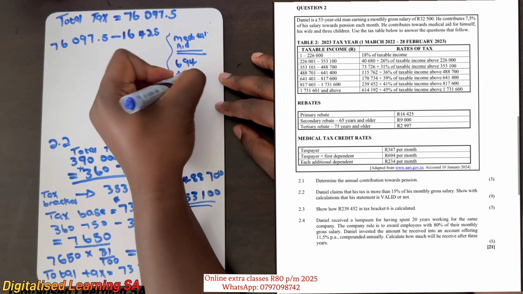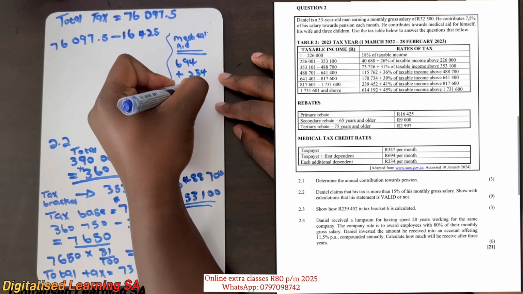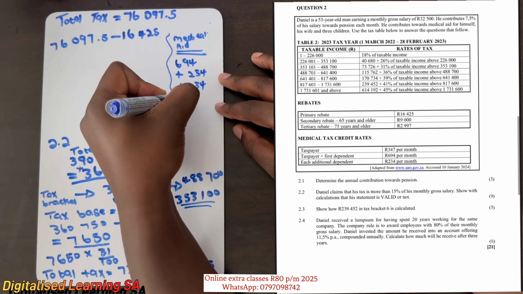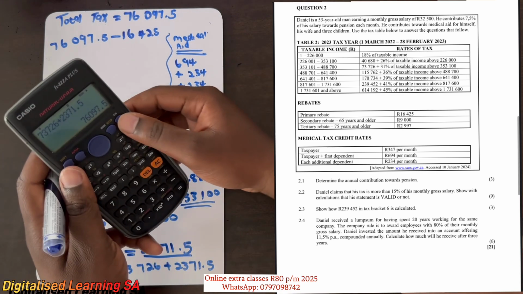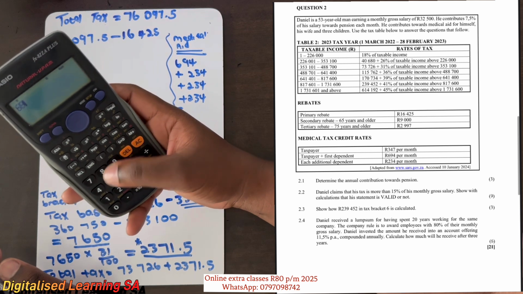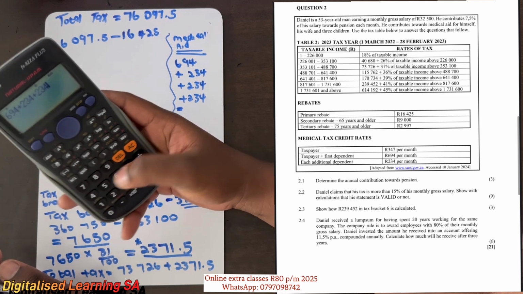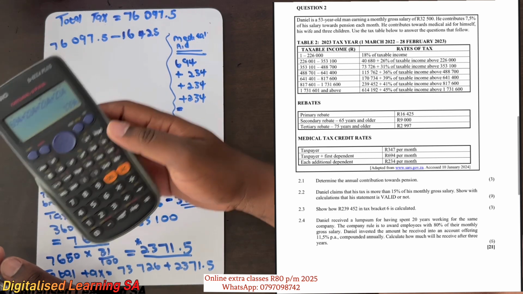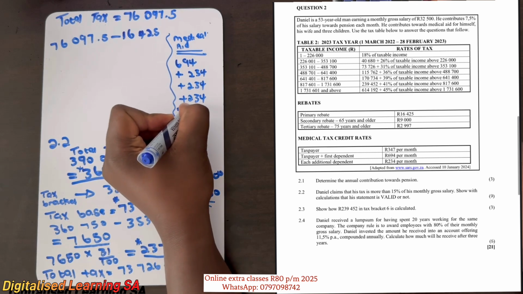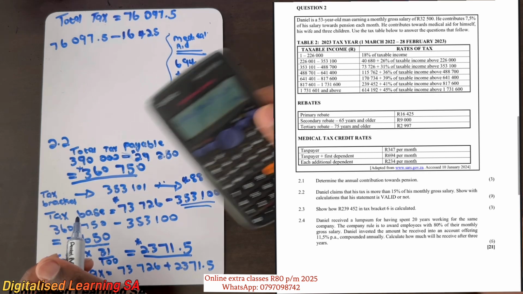and also add the 3 children, who will each be an additional dependent on the table. So we are going to say plus 234 plus 234 plus 234, and let's see how much that will be. So it's 694 plus 234 plus 234 plus 234, and our answer will be 1,396.